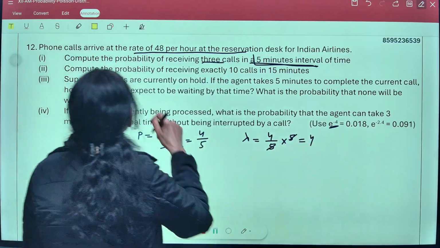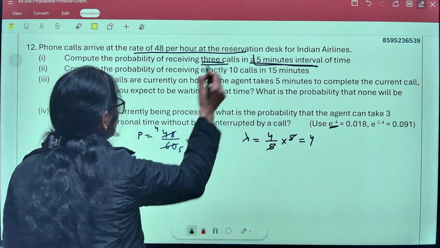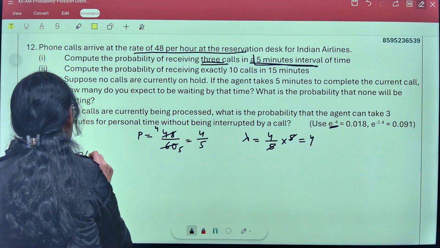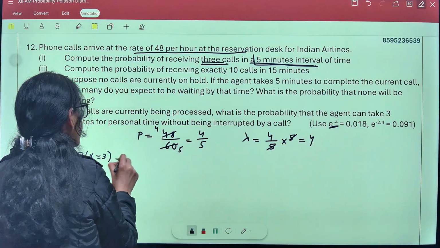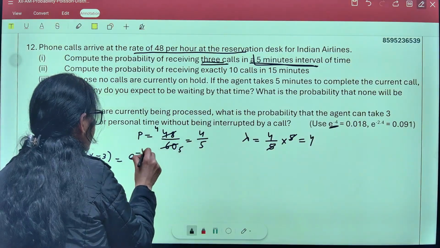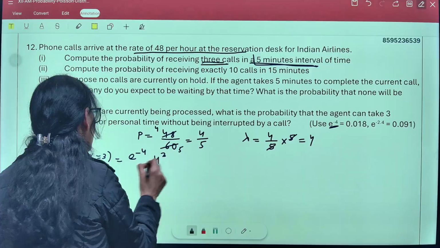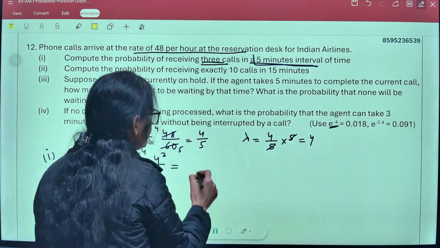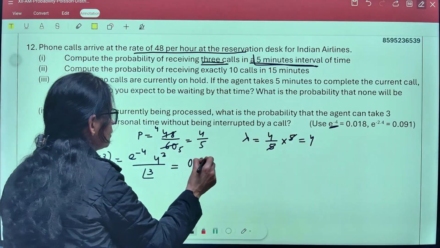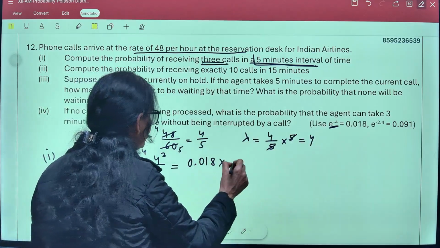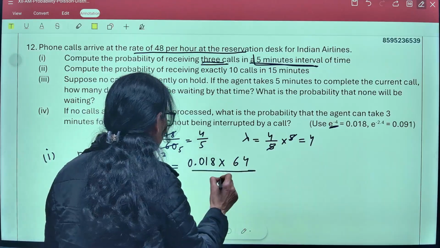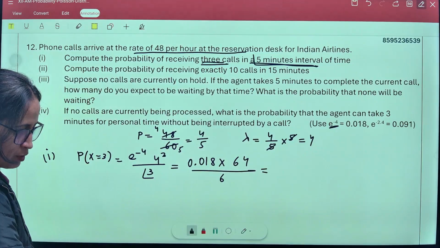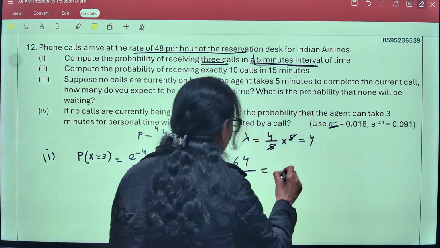So you need to find the probability of receiving 3 calls in the first part. That means probability of x being equal to 3 is e raised to power minus lambda, lambda to the power r upon r factorial. So this comes out to be, put the value for e raised to power minus 4, it is 0.018, into 4 cube is 64, and then 3 factorial is 6. Do this calculation and you have 0.192 as the probability.